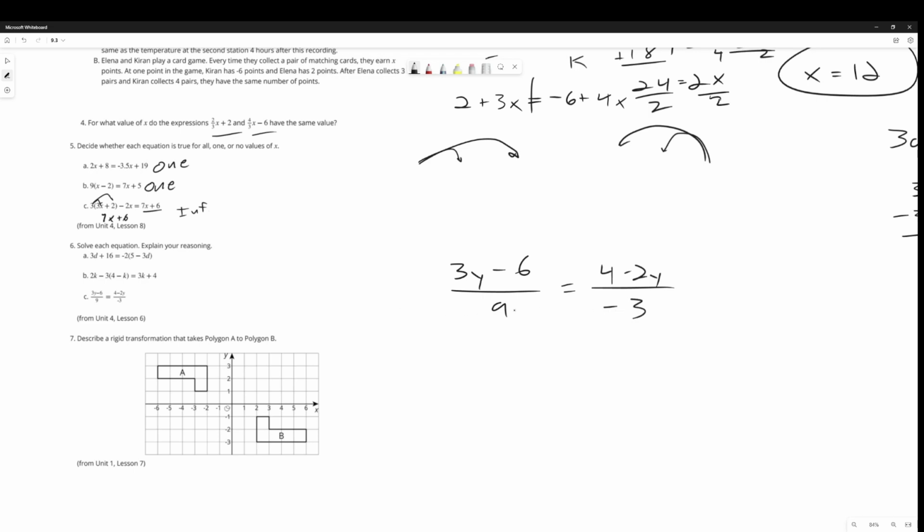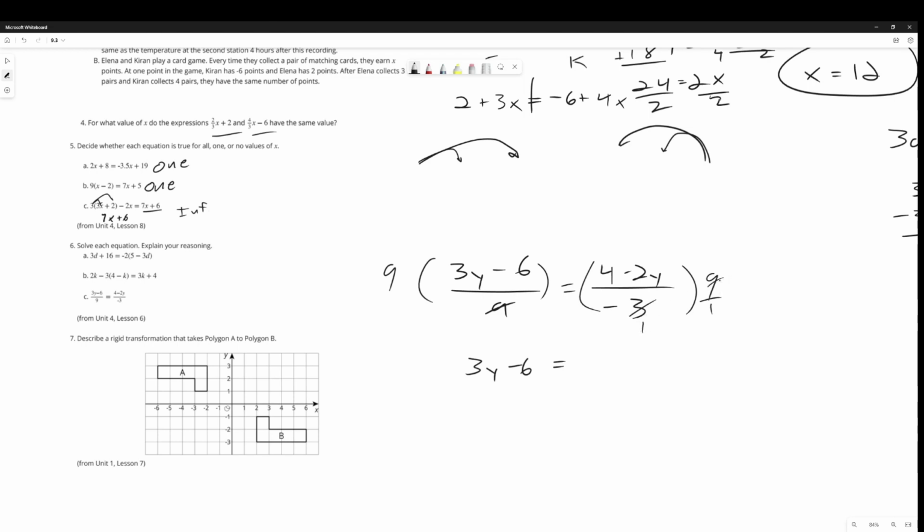For me, I'm going to want to get rid of these denominators. So what I'm going to do is multiply both sides times 9, because that's the least common multiple of negative 3 and 9. So that's going to cancel out there. So I'm going to get 3y minus 6 equals, now just to show you kind of what happens here, that's like a 9 over 1. And what I'm going to do is cross cancel. So I'm going to cancel the 3 and the 9.